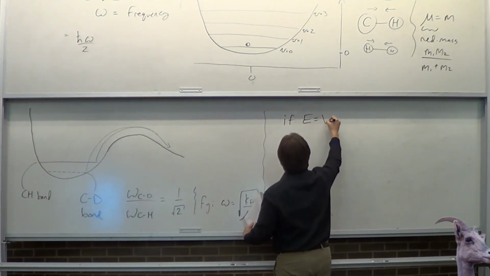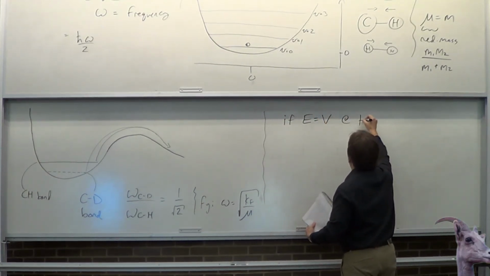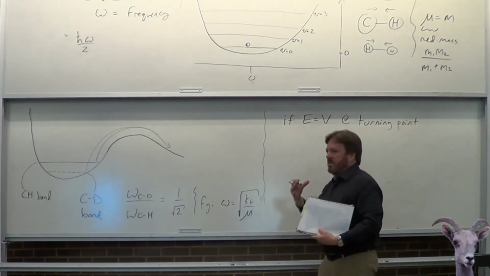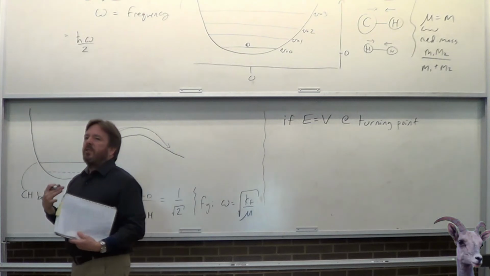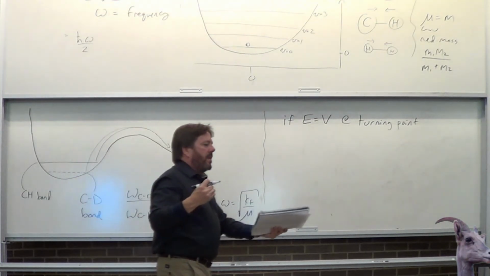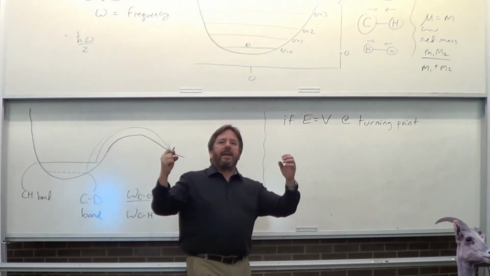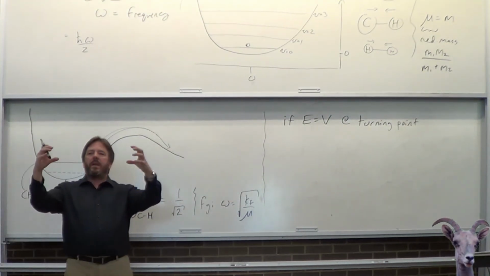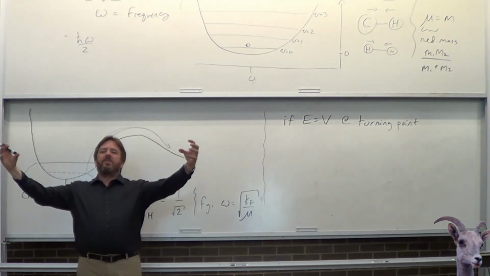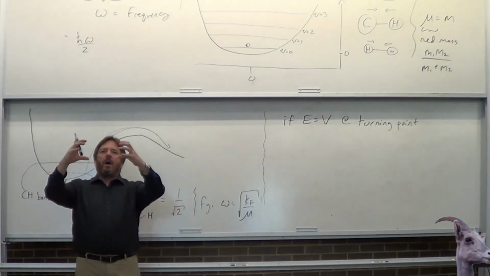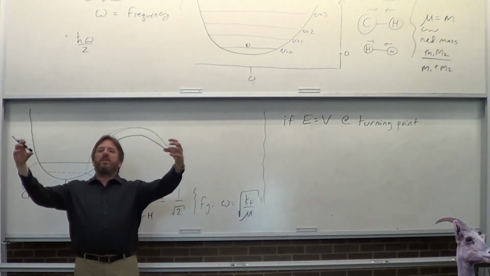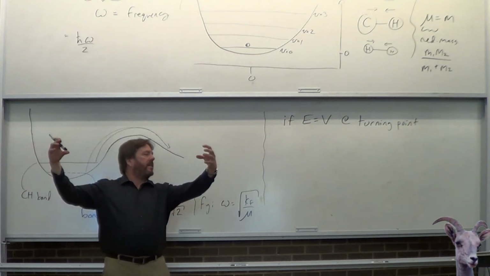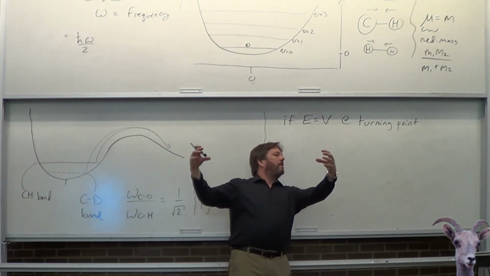If E is equal to V at the turning point. Okay, I am using a lot of language at once, a lot of shorthand. A turning point is, now remember that the center of the vibrational well is centered at the equilibrium point. We think of them as compress, stretch, compress, stretch. What do you think defines when they've stretched as far as they're going to go?